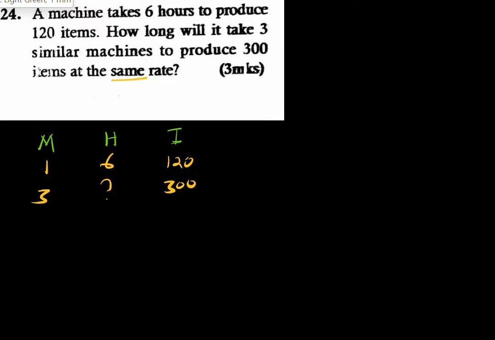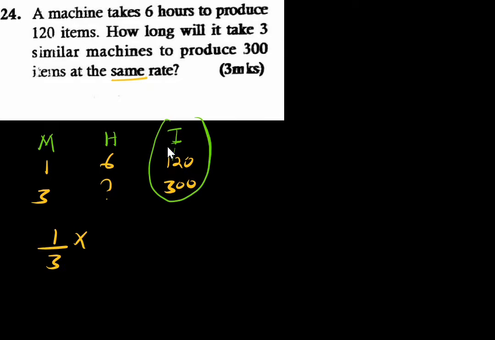Whereby you close one of the numbers. For example, I'm going to hide this, I'm going to close this so that you can't see. So I'm going to use this one. You ask yourself, if one machine takes 6 hours, what about 3 machines? Will it take more hours or less hours? Obviously, when the machines are more, they're going to take less hours. So I'm going to pick the number which is less. Here the lesser number is 1 over 3.